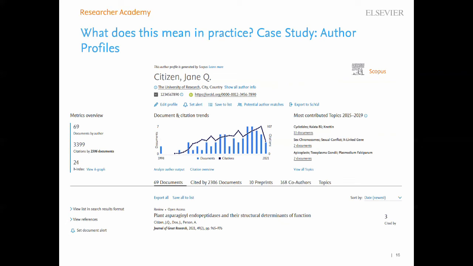It does take more time to process than a single H-index on a page, for example, but I hope you'll agree that you could end up with a much better understanding of who the researcher is.